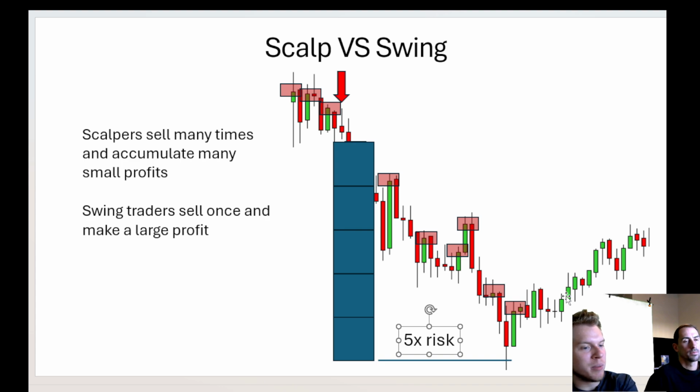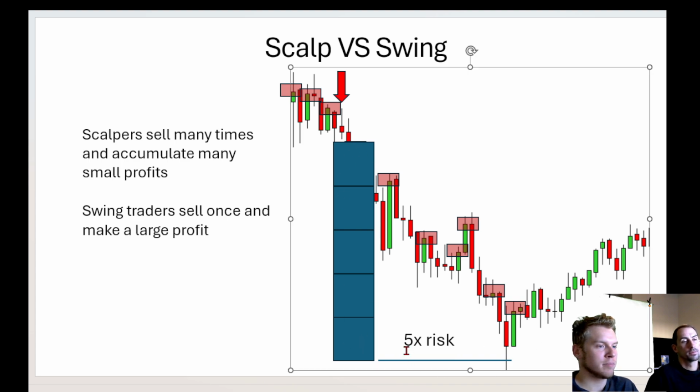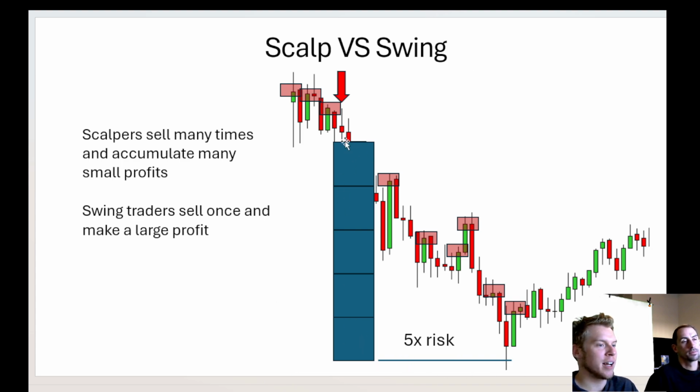So what's going to be easier for a beginner to do? It's going to be easier to try to swing trade. Now, I think a really strong scalper can make as much. So if someone's really good at scalping, they could make as much as someone that just went for one swing trade. So at the highest levels, it kind of evens out.